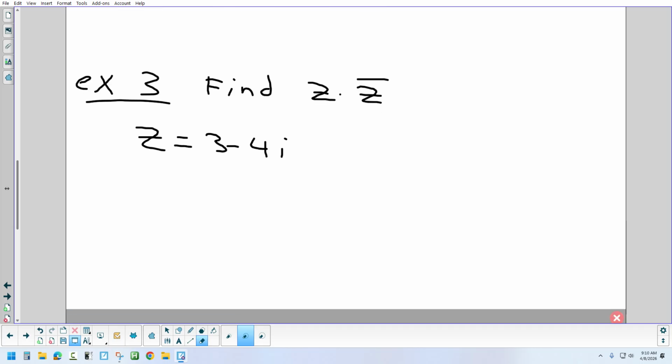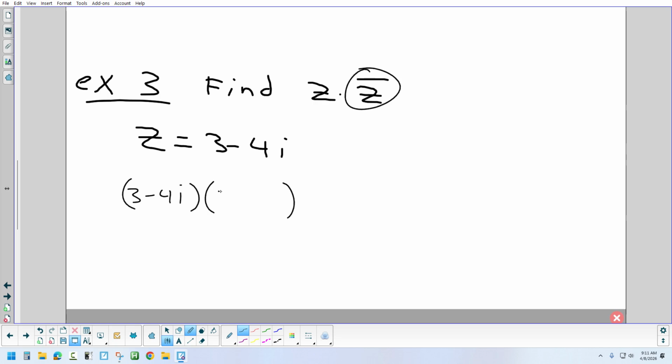Okay, so that's the number we're going to start with: 3 minus 4i. And now I'm not telling you what the conjugate is. You have to figure that part out. So what are we going to multiply this by? Right, it says right here, multiply by the conjugate. And now let's FOIL that out and see what happens.